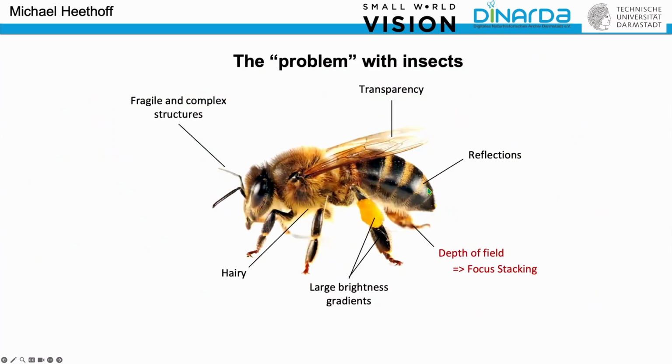Insects are specifically problematic because they're in the macro photographic range. We have transparent structures like wings. We have structures that are very reflective. They reflect light. Large brightness gradients, so some parts are very dark, others are very bright. We have hairy structures, very dense hairs, for example, and many of the structures are complex and very fragile.